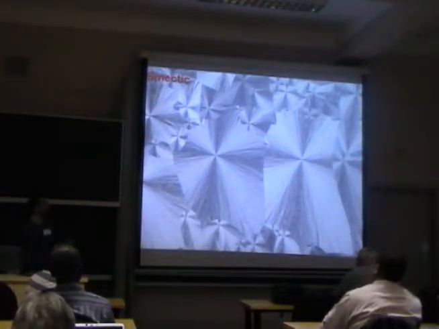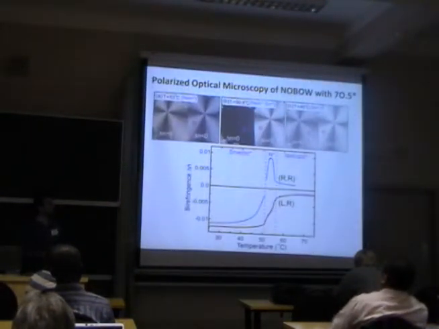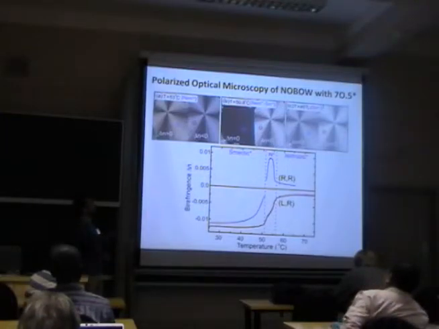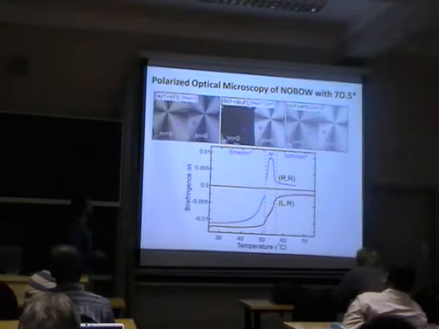I guess I'll have to skip it. I had a pretty impressive looking video where there was a temperature sequence and then you could see the colors change and there were these different optical properties in the left and right handed domains. And here's a few images from that so you can see some snapshots. It's not as impressive, but you can get the idea.